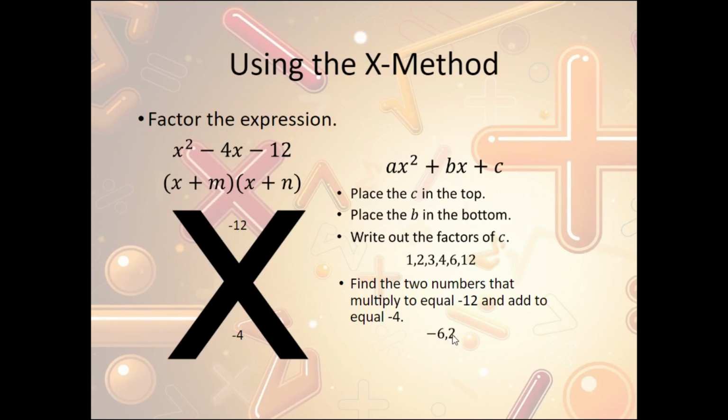When I multiply those together, I get -12. When I add them together, I get -4. So I go ahead and add those to my x. Then I place them into the solution. So I start with x plus m times x plus n. And then I'm going to plug -6 in for one of them and 2 in for the other one. And I get x minus 6 times x plus 2.